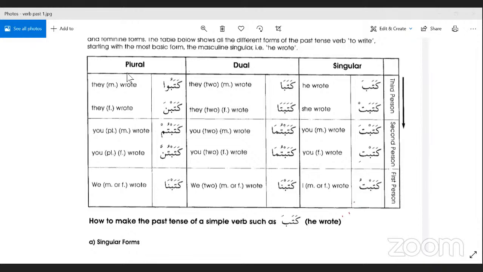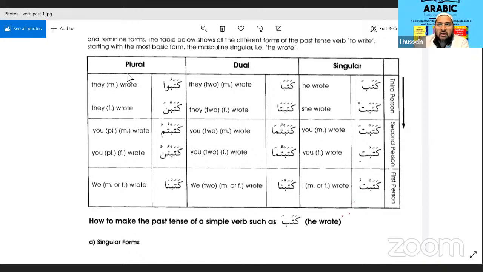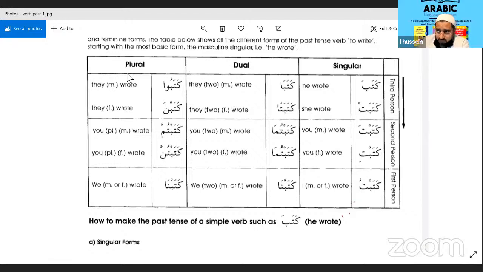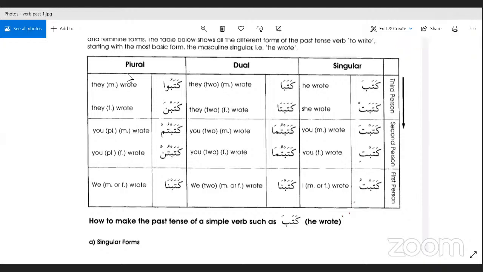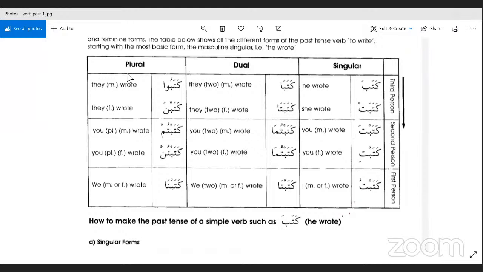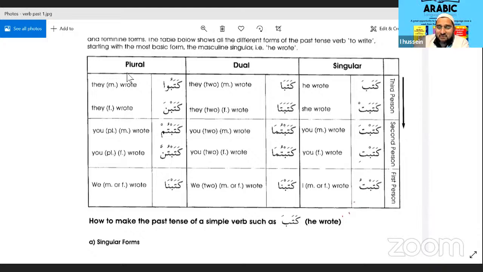Excellent. How do you say I heard? Sami'tu. We heard: sami'na. She heard: sami'at. You, one male, heard: sami'ta. You, one female, heard: sami'ti. You, all male, heard: sami'tum. You, all females, heard: sami'tunna.